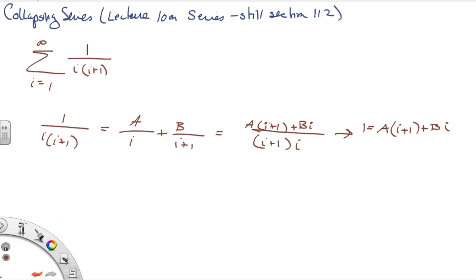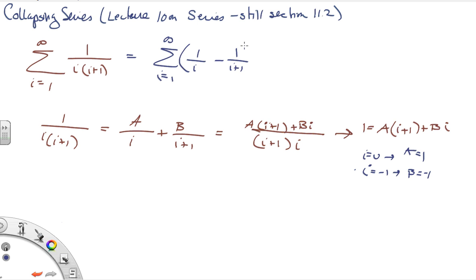Even though the denominators can't have I equal to negative 1 or 0, the numerators still have to be equal. That is, if I equals 0, A is equal to 1. And if I is equal to negative 1, we get B is equal to negative 1. Go ahead and put those in, and you get that this series is equal to the sum from I equals 1 to infinity of 1 over I minus 1 over I plus 1.